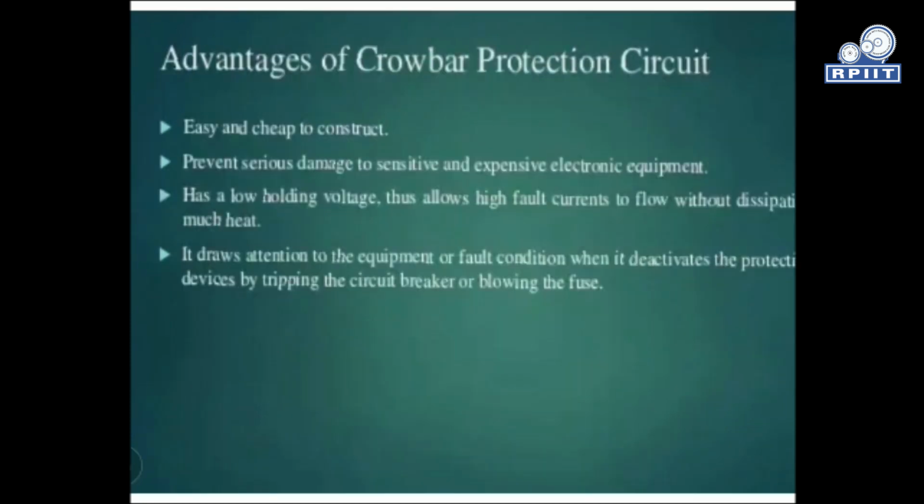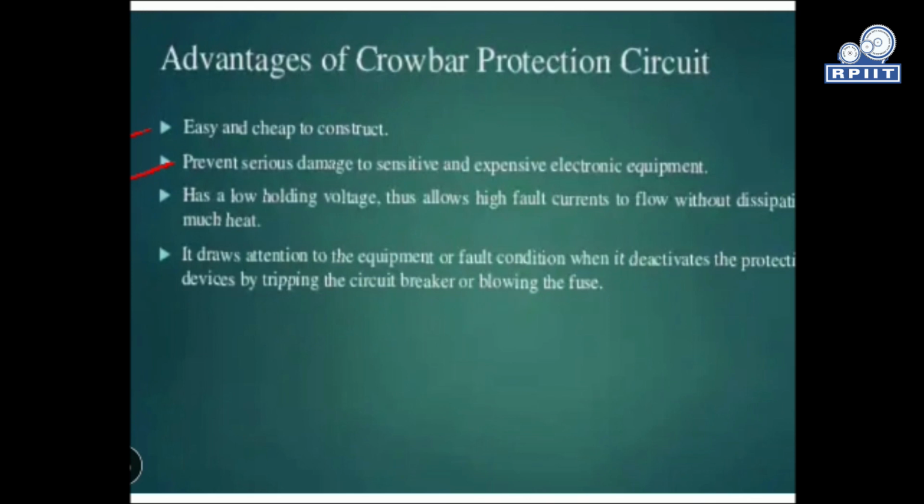Now if we talk about the advantages, the crowbar protection circuit has its own advantages. It is easy and cheap to construct, mainly a comparator and a few resistances with a Zener diode across the thyristor. It prevents serious damage to sensitive and expensive electronic equipment. High voltages are the main reason for damage to our thyristor, so it provides very good protection for sensitive and expensive electronic equipment against over voltage.